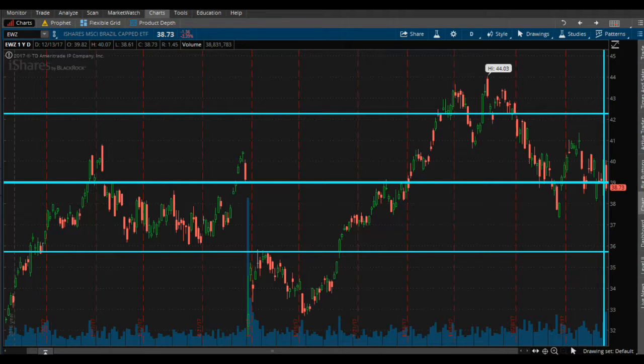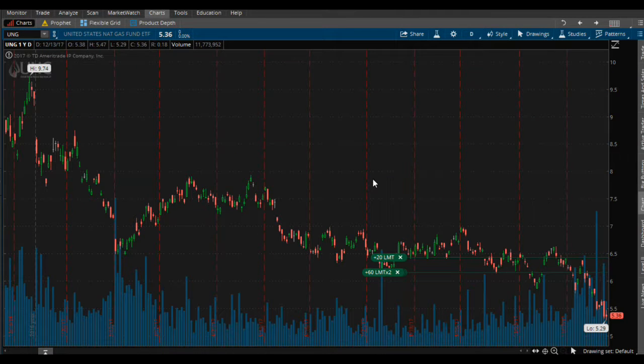Let's conclude by looking at UNG. This isn't what I normally trade, so it's not something that I even alerted today, but if it's something you might be interested in trading, I will give my thoughts here on natural gas. All right, and our last position is here in UNG.